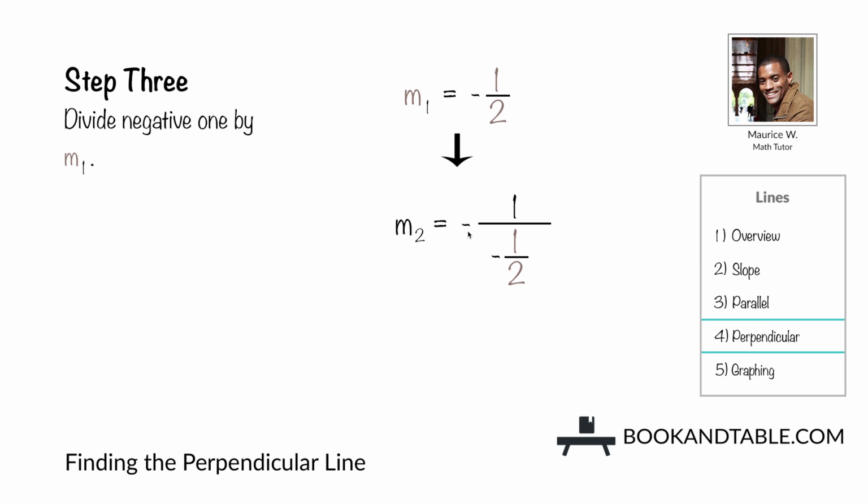So when we divide -1 by -1/2, negative divided by negative is positive. And when you're dividing by a fraction, it is the same as multiplying the numerator by the reciprocal. So instead of 1/2, this is the same as 2/1. 1 times 2 would give us 2. So the slope of the line that we are looking for is 2.